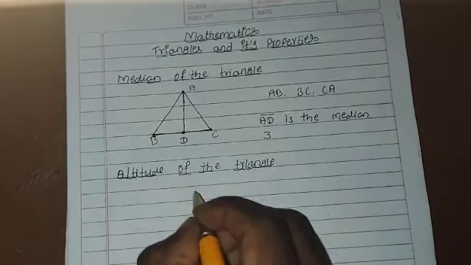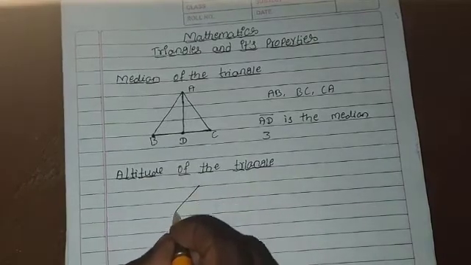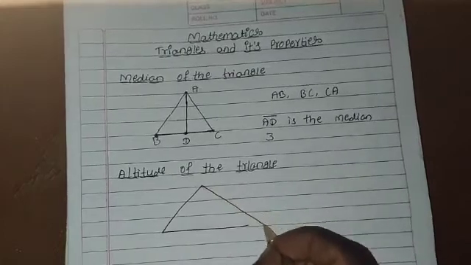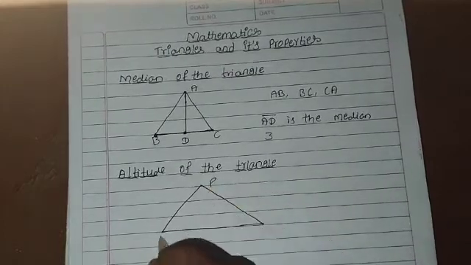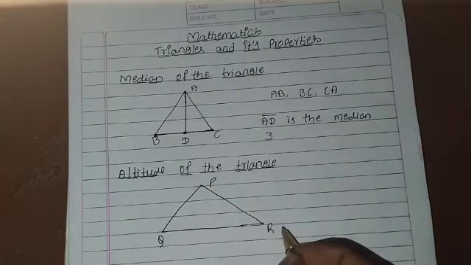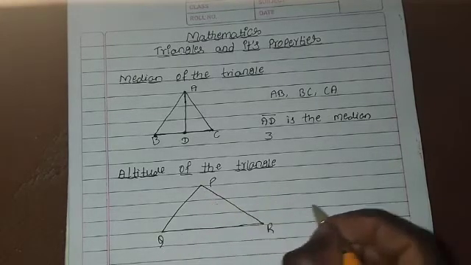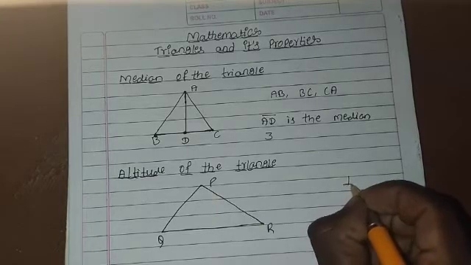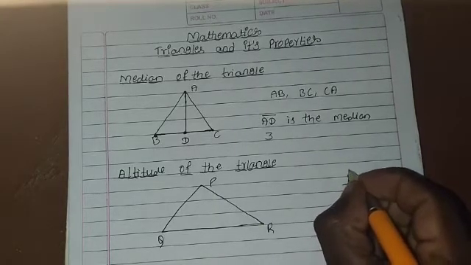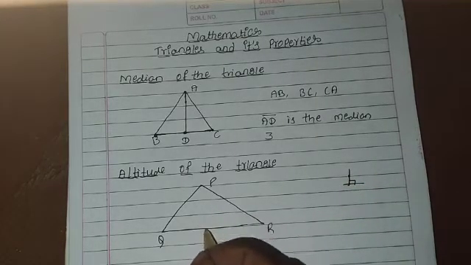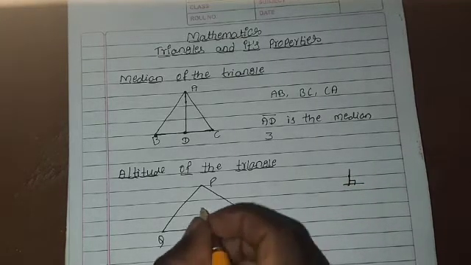Now, altitude. Let's see. Suppose this is a triangle PQR. We know the meaning of the altitude. Altitude means the line segment joining perpendicular, which means exactly 90 degrees, like this. The line segment joins at exactly 90 degrees, called perpendicular, from any side of the triangle to its opposite vertex.